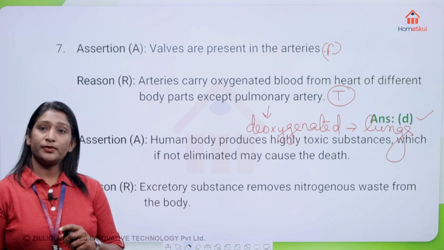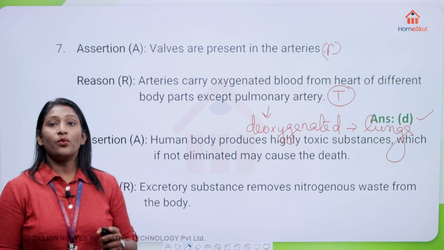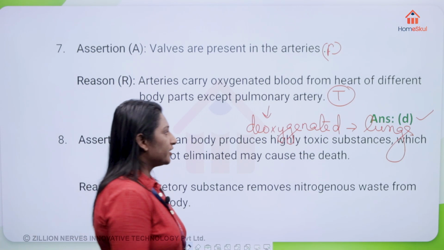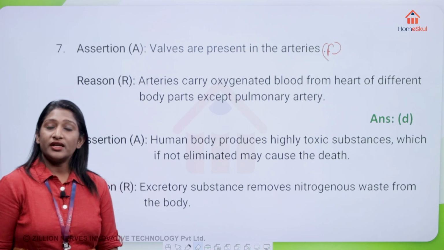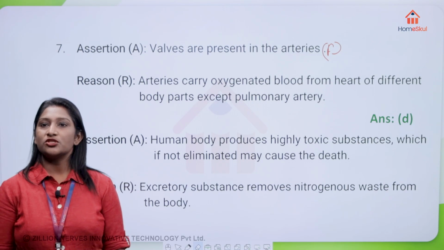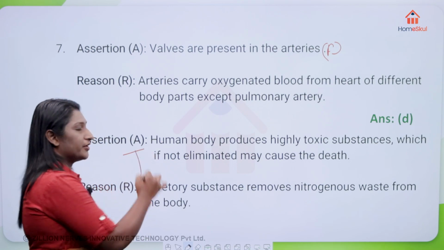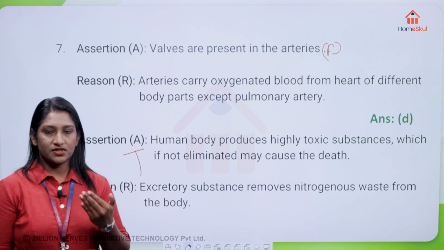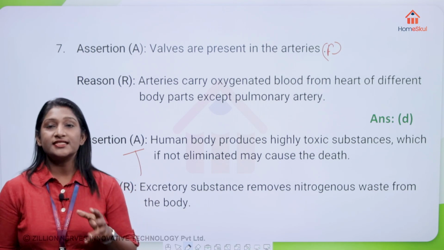Assertion. The human body produces highly toxic substances which, if not eliminated, may cause death. Correct or wrong? The human body produces toxic substances. Correct, isn't it? The human body produces toxic substances because of metabolism. Because of metabolism, some toxic substances, nitrogenous waste materials, are produced within the human body. We have to eliminate this within time.